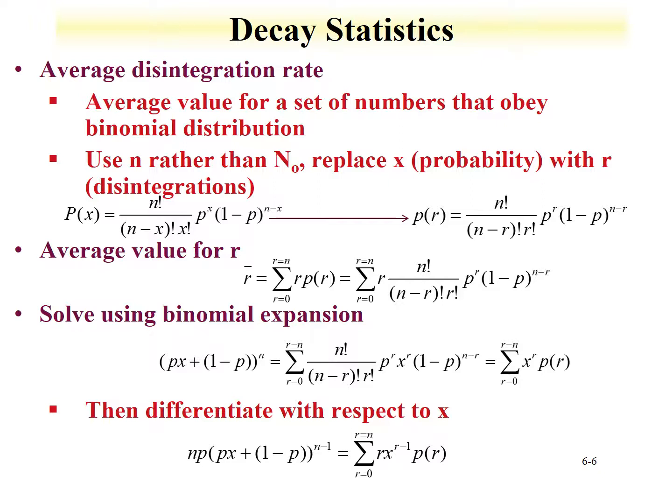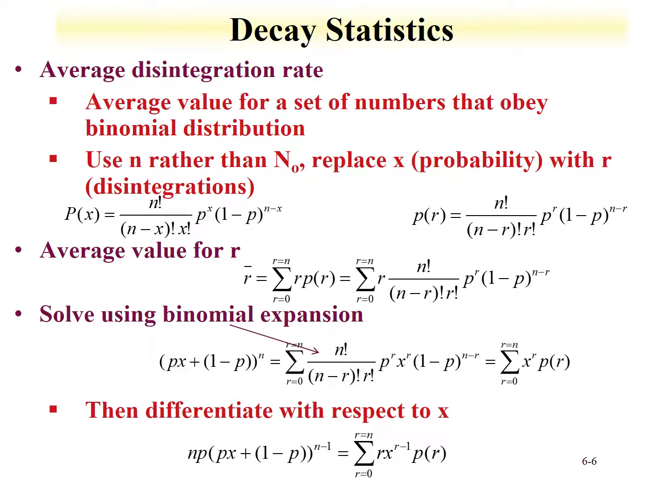What's the average number of disintegrations? So let's talk about those R disintegrations. And this average value, so here's our binomial distribution. We've replaced some sort of probability with disintegrations. Our average value for these disintegrations is listed here. R average is equal to the sum of R times the probability of R, and that gets expanded into this term here. We can solve this larger term using the binomial expansion.